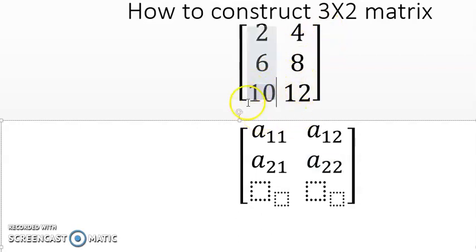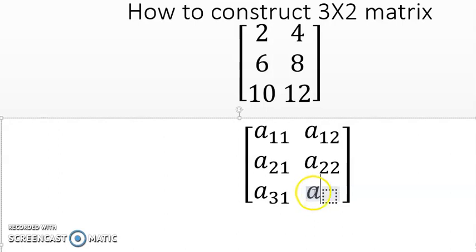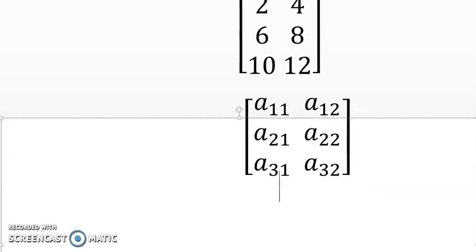This 10 lies in the third row, so here it will be A31 and it lies in the first column. And then 12 lies in the third row and second column, so this will be A32. So okay, now let me give you one example.